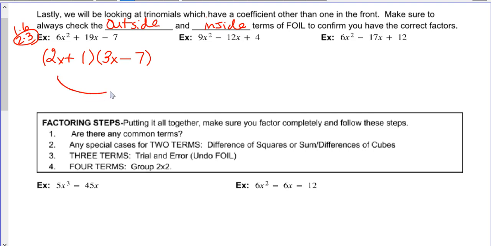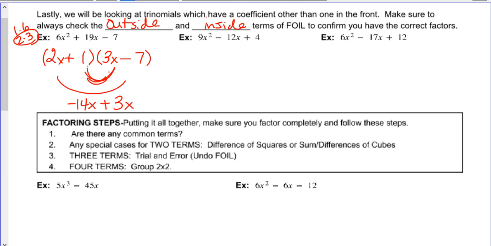But I need to check this outside and inside to determine if I get the plus 19. So 2x times negative 7 is negative 14x. Then inside gives me a positive 1 times a positive 3, which is a plus 3x.